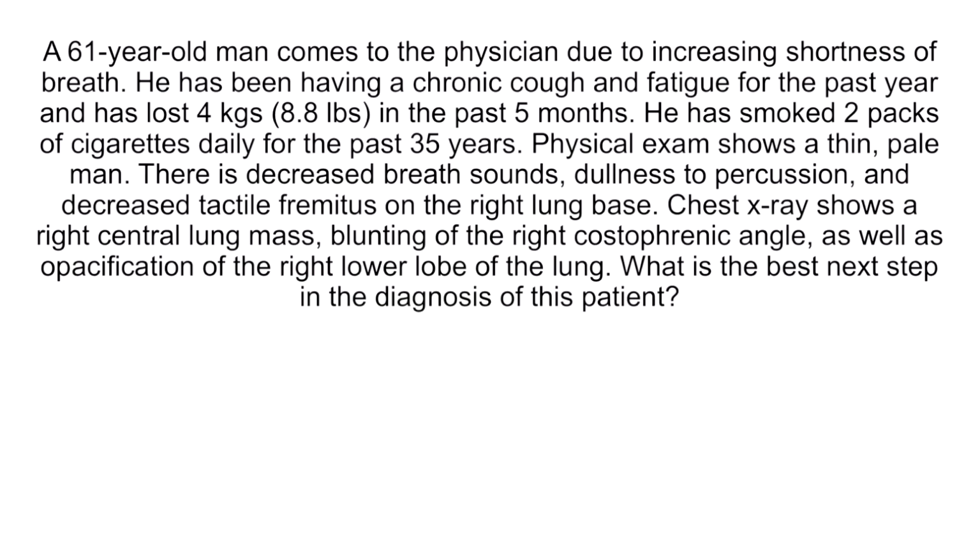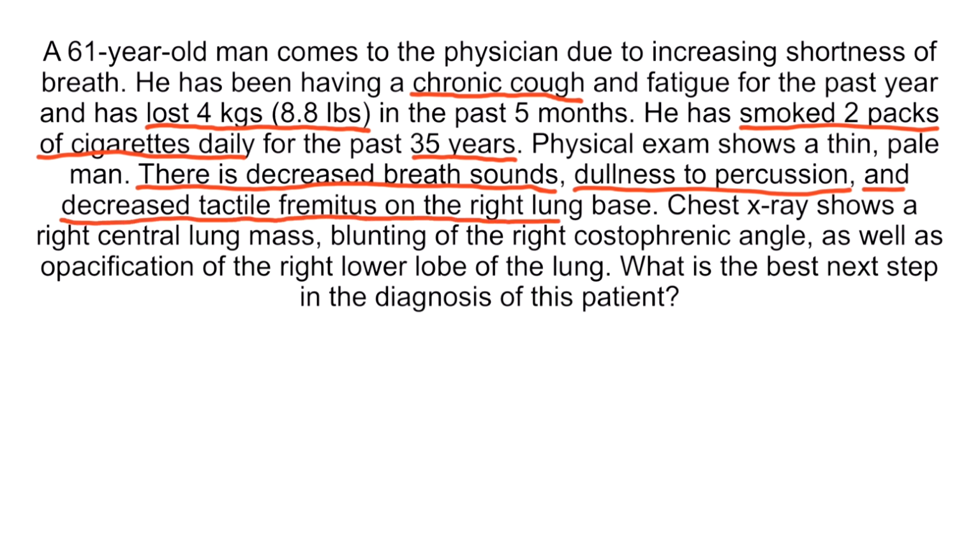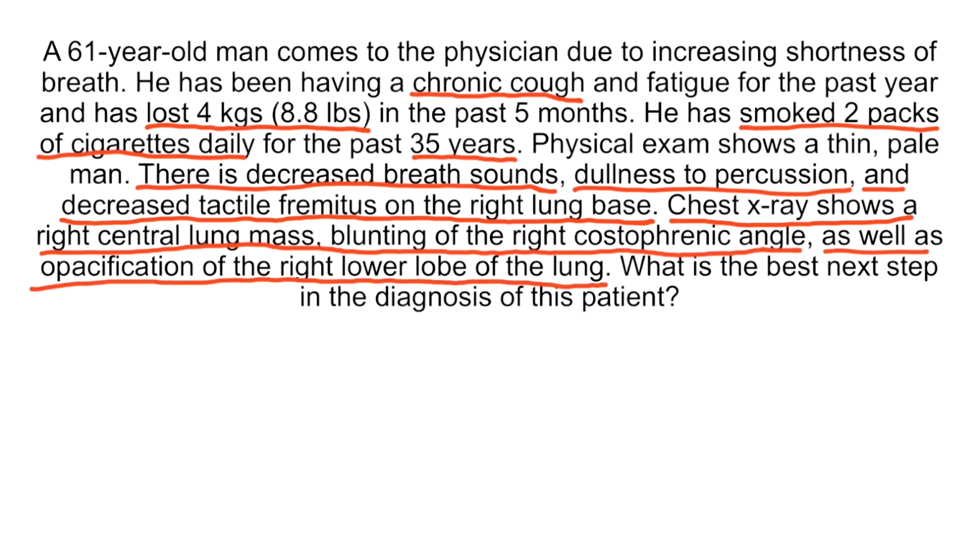All right, let's try a question. A 61-year-old man comes to the physician due to increasing shortness of breath. He has been having a chronic cough and fatigue for the past year and has lost 4 kilograms in the past 5 months. He has smoked 2 packs of cigarettes daily for the past 35 years. Physical exam shows a thin, pale man. There is decreased breath sounds, dullness to percussion, and decreased tactile fremitus on the right lung base. Chest X-ray shows a right central lung mass, blunting of the right costophrenic angle, as well as opacification of the right lower lobe of the lung. What is the best next step in the diagnosis of this patient?